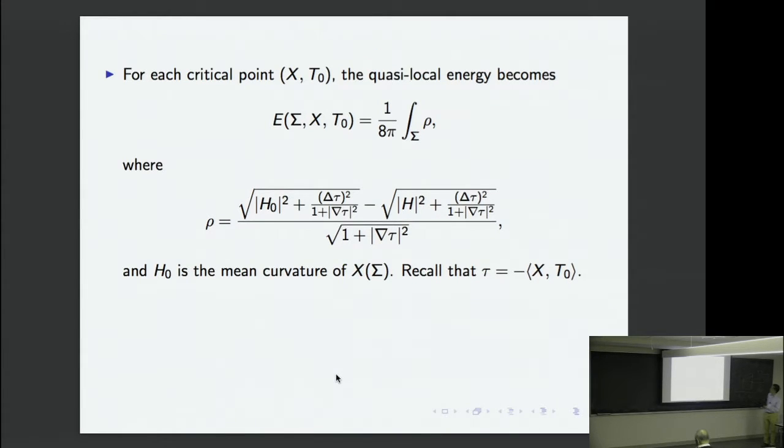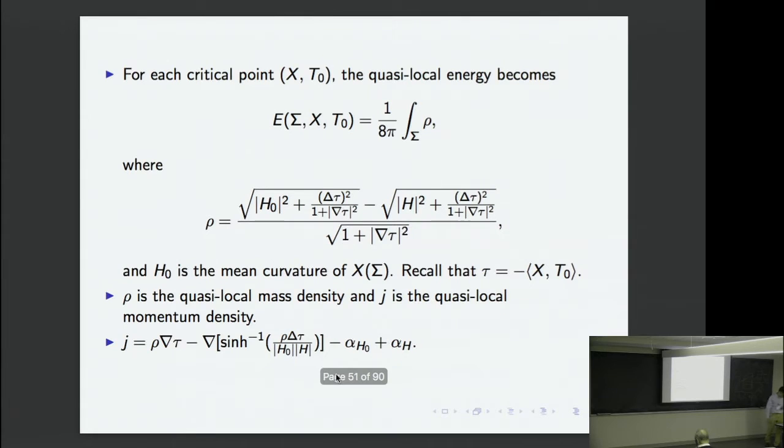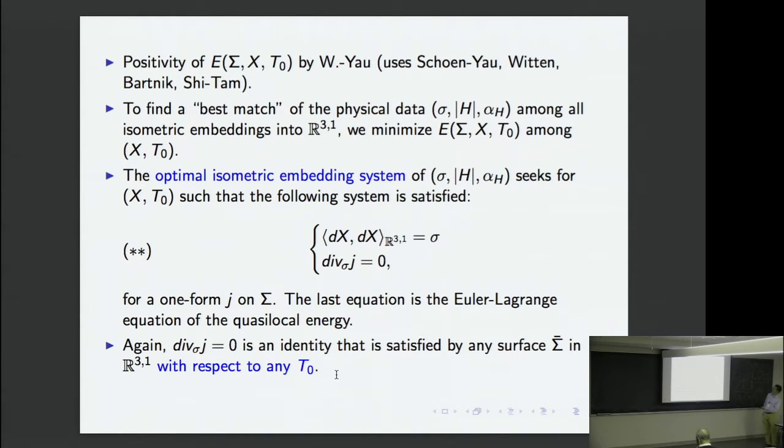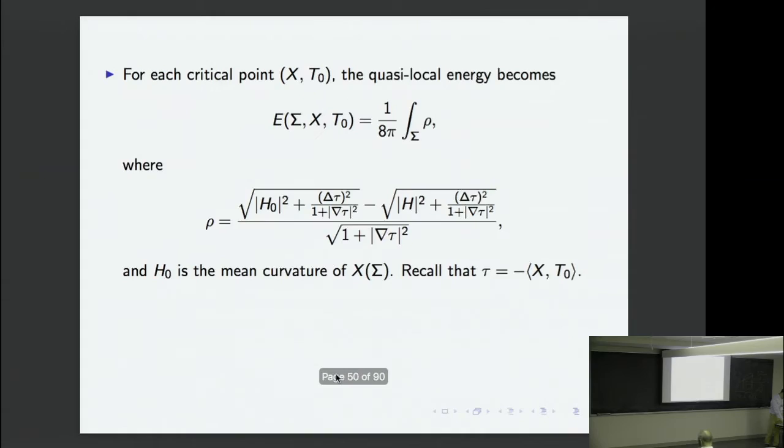This is the mean curvature, the normal mean curvature vector of this reference surface in the Minkowski space. This is a physical one, and this tau here is the time function. And we also get a quasi-local momentum density, that is this expression. This is J over there. You can see that you involve this rho here, which is defined this way, and you also involve alpha of h naught and alpha of h. But the optimal isometric embedding equation is just that the divergence of this J, which is a 1-form, is equal to 0.